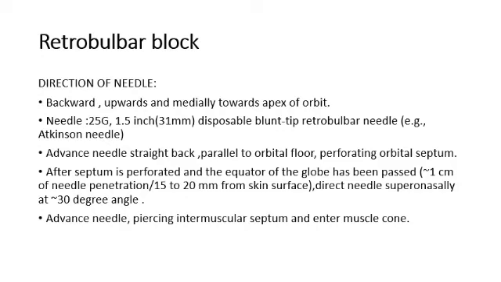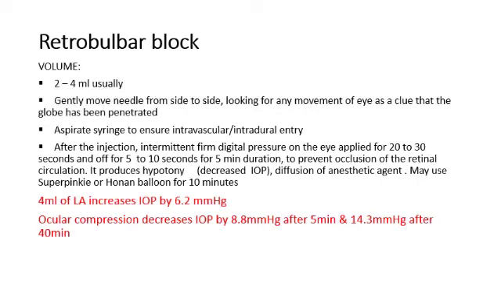After the septum is perforated, the equator of the globe has been passed, that is 1 centimeter of needle penetration, and direct the needle supranasally at 30 degrees angle. Advance the needle piercing the intermuscular septum and enter the muscle cone. 2 to 4 ml of local anesthetic is injected in retrobulbar block. Gently move the needle from side to side looking for any movement of the eye as a clue that the globe has been penetrated. Aspirate the syringe to ensure there is no intravascular or intradural entry.